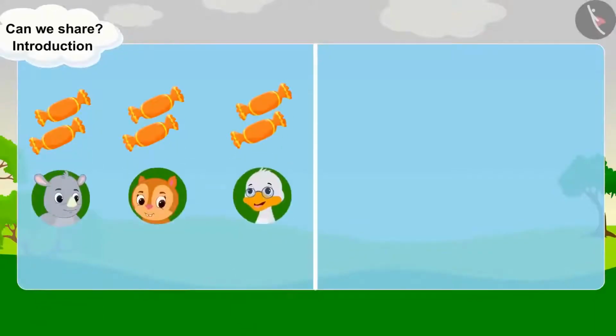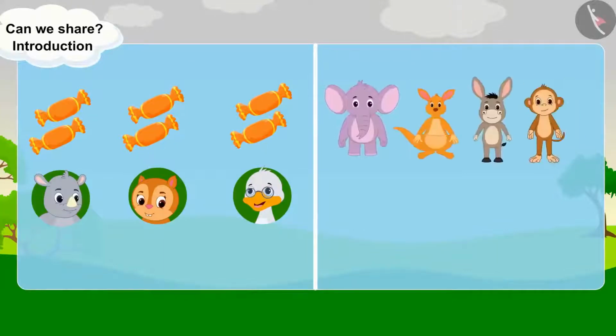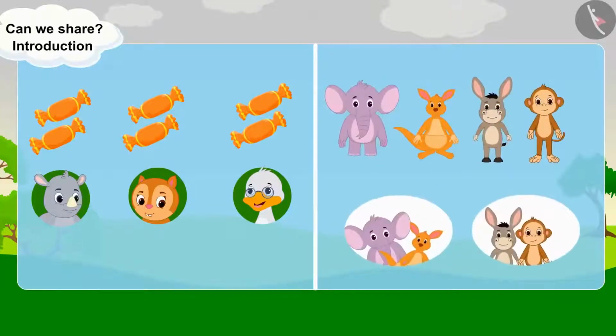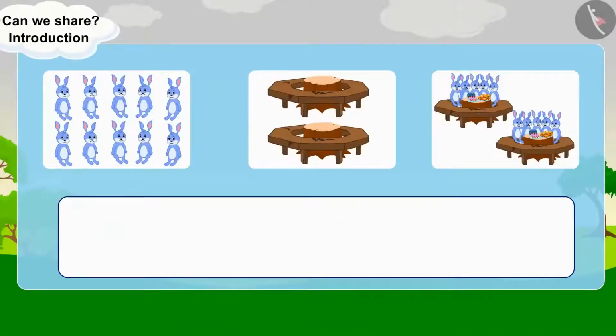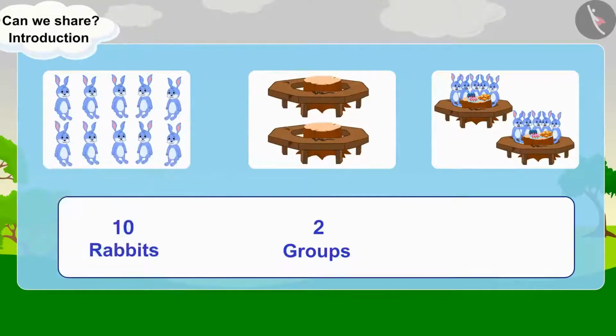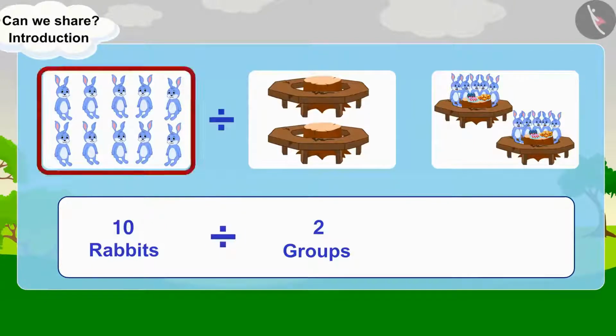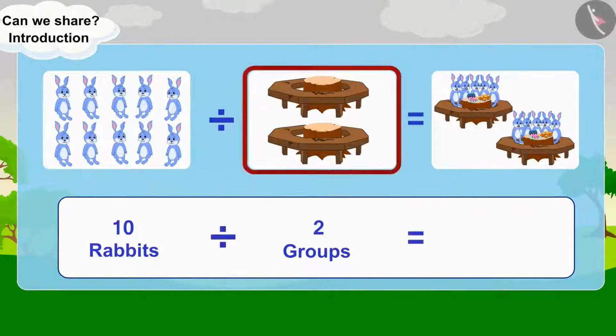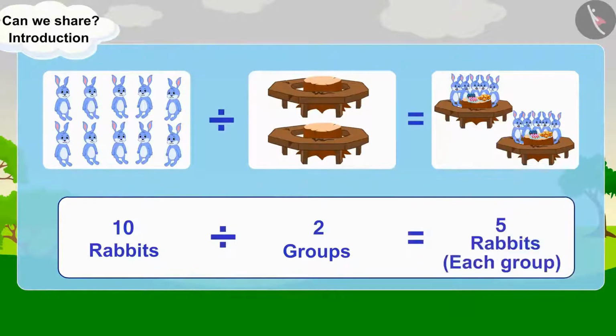Distributing things equally among people or making equal groups of people or things is called division. What are we doing here? Forming 2 equal groups of 10 rabbits. So we can call it a group. Dividing 10 rabbits in 2 equal groups, there are 5 rabbits in each group.